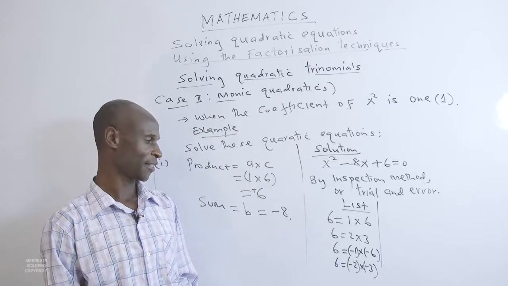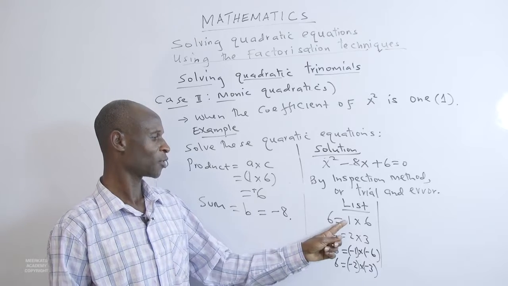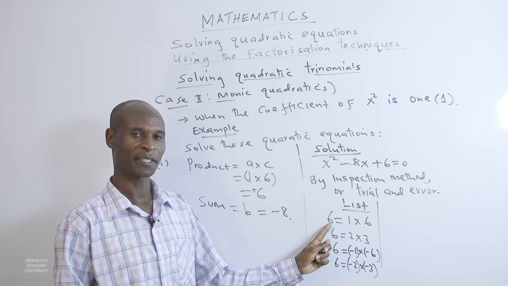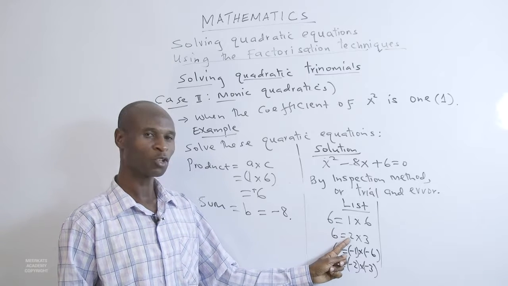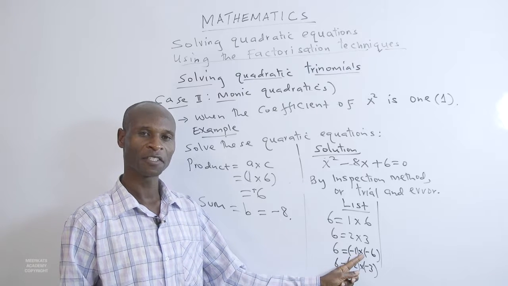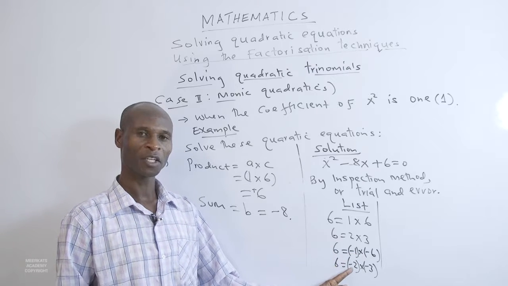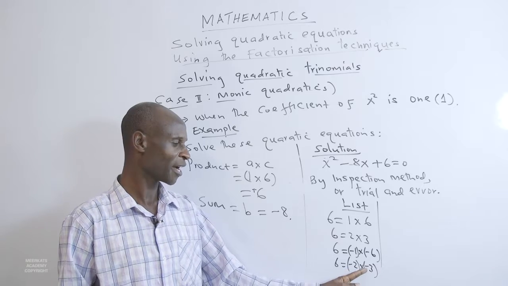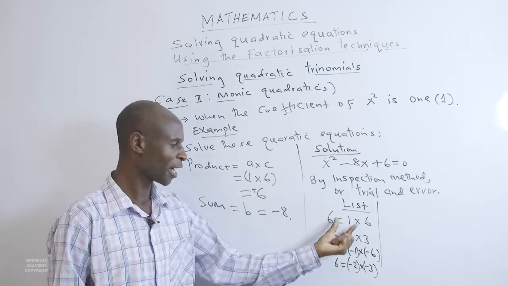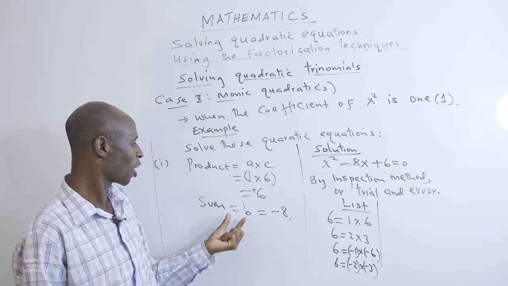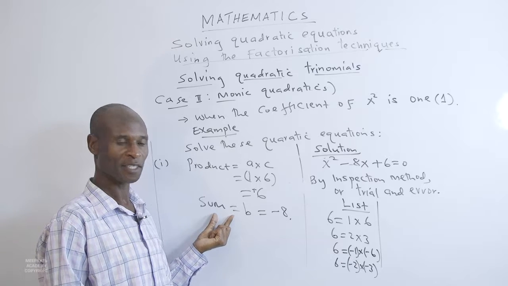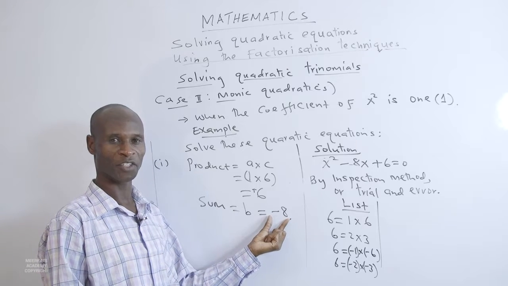So from that list, the first one is 1 times 6. Those factors can give the result to be 6. The product is 6. The product of 2 and 3 is also 6. The product of -1 and -6 is also 6. The product of -2 and -3 is 6. That is the first condition. The product is 6. But now we consider the second condition. When you add the two factors, we are supposed to get -8.